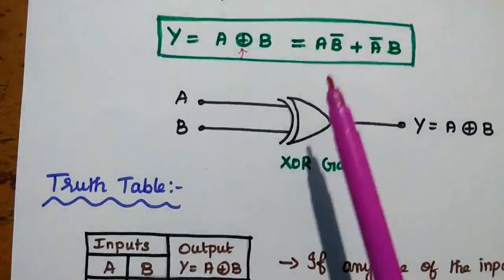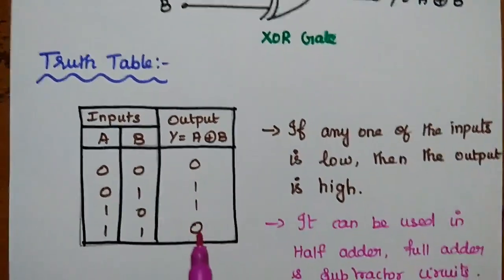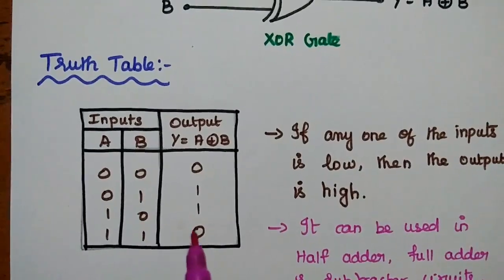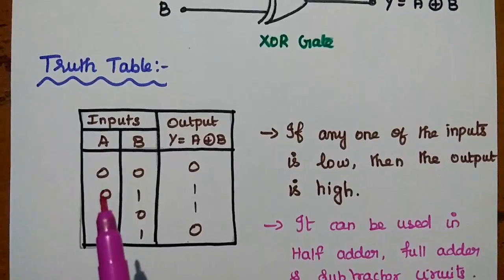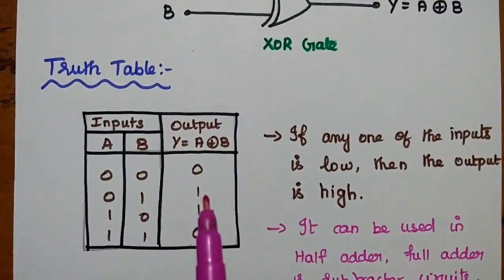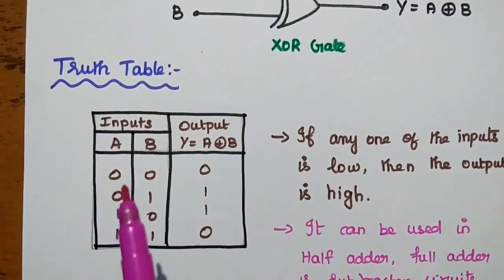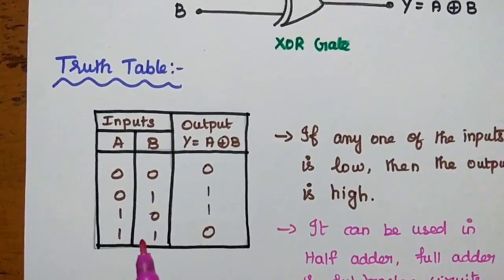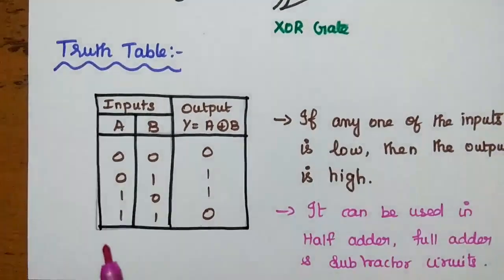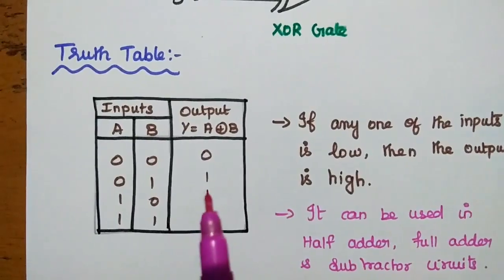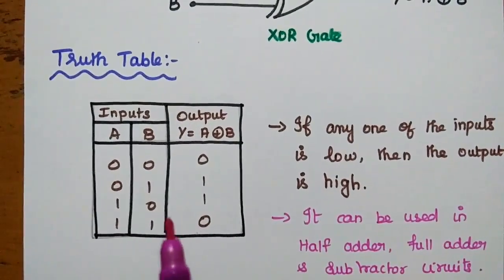So based on this principle, A B bar plus A bar B, we can obtain the answer like this. From this truth table, we come to know that if any one of the inputs is high, then the output is high. When both the inputs are the same, that is both low or both high, then the output is low. This XOR gate is widely used in half adder, full adder and subtractor circuits.